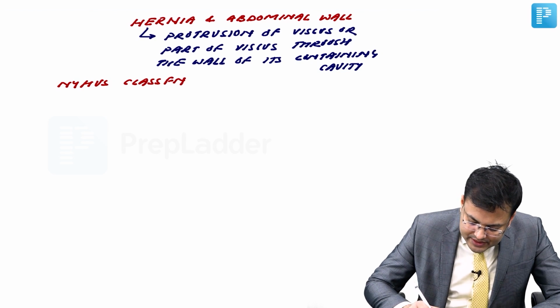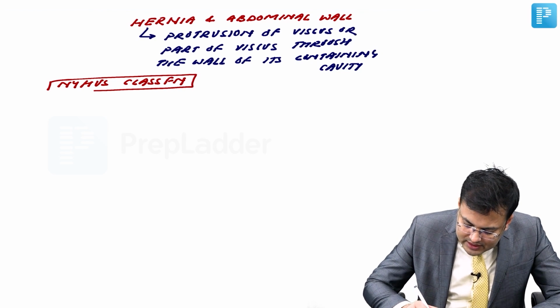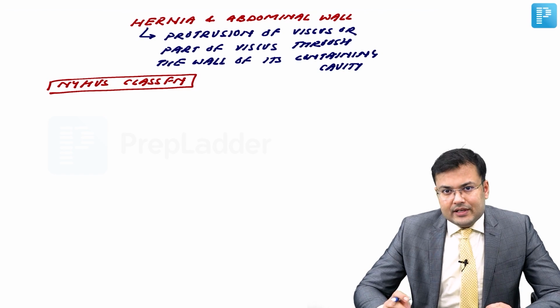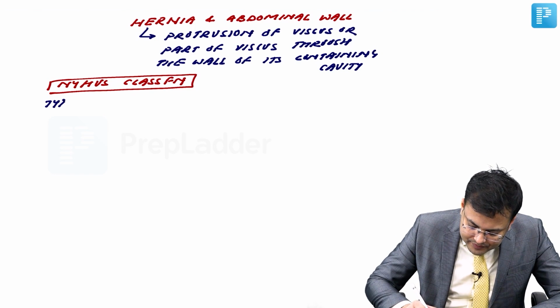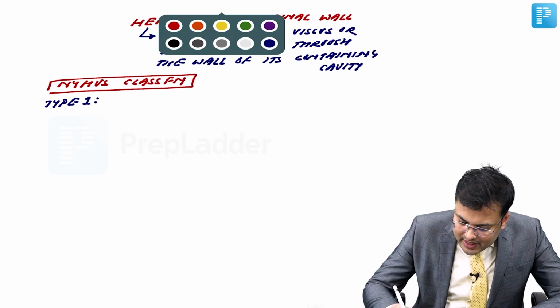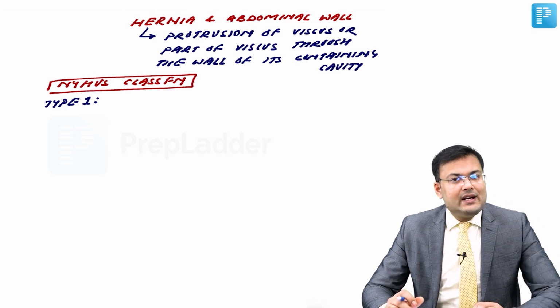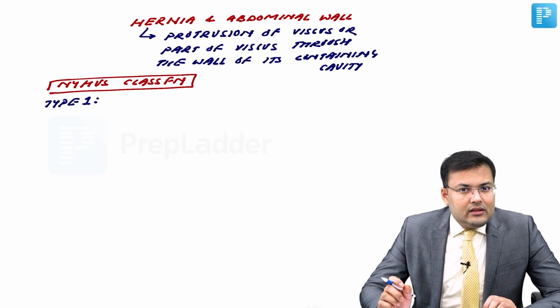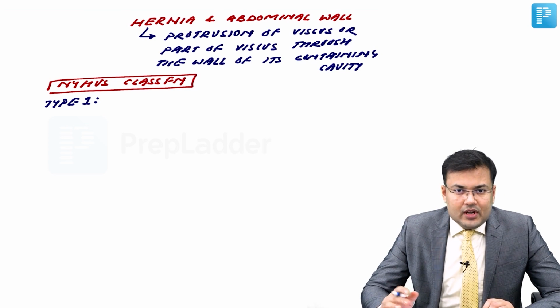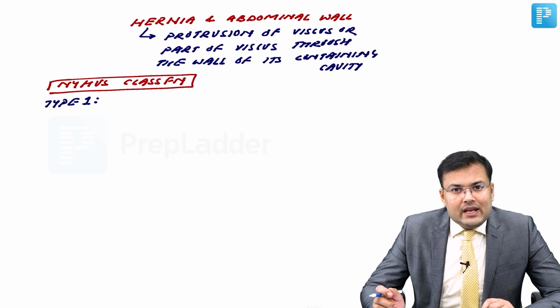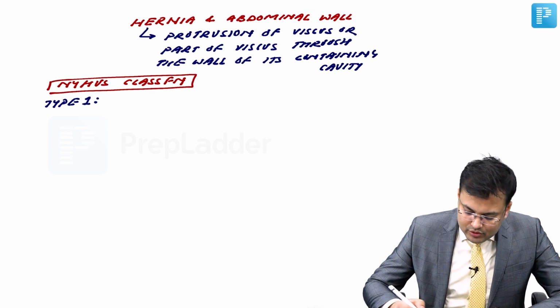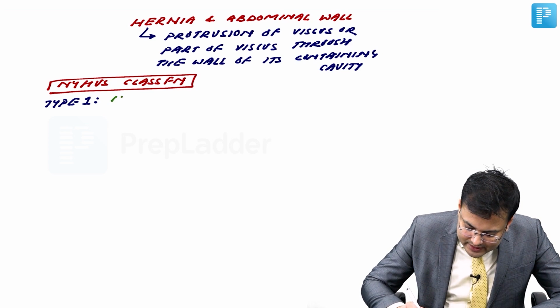Nyhus classification. According to Nyhus classification, there are 4 types of hernia. So see the types. First, what's the type 1? In type 1, the patient is having indirect hernia and the internal ring is normal. But what happens in type 2? There is indirect hernia with enlarged internal ring.